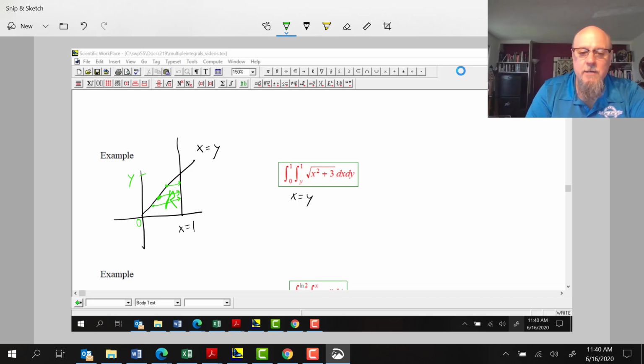I'm reading the region from the endpoints. What I wrote down here has nothing to do with this square root of x squared plus 3. The footprint is just given by the endpoints and the order of dx dy. So I could, and I will, switch the order of integration.